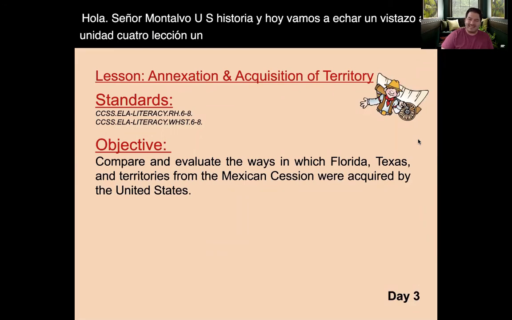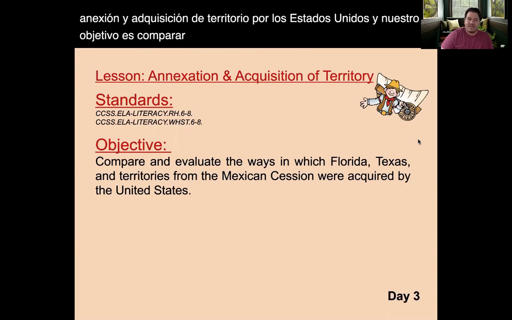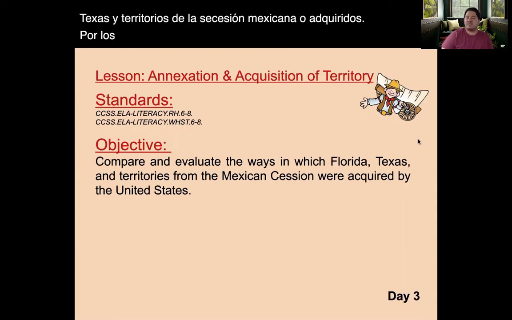Today we're taking a look at the annexation and acquisition of territory by the United States. And our objective is to compare and evaluate the ways in which Florida, Texas, and territories from the Mexican Cession were acquired by the United States, the various methods used to add territory.